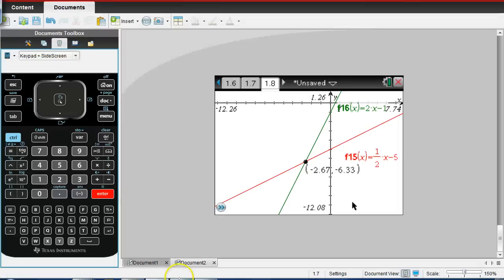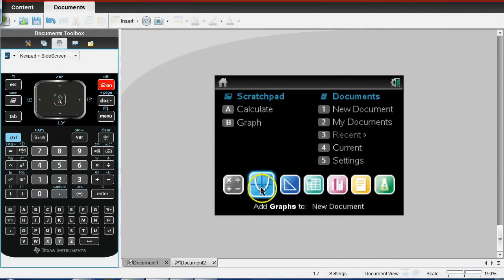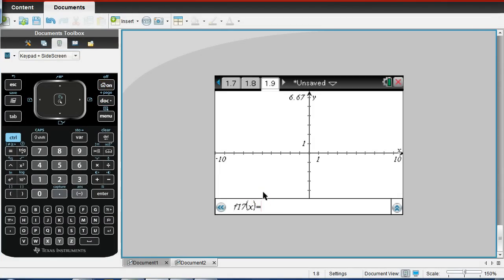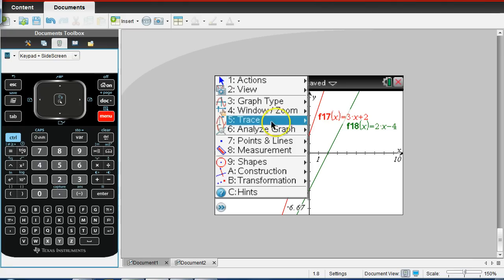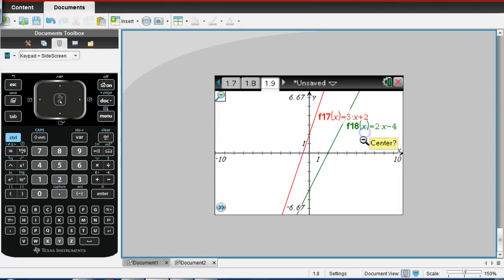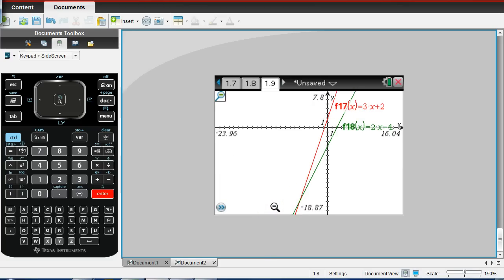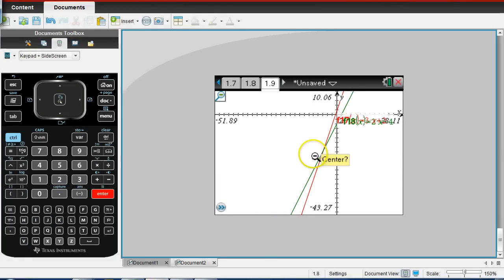Okay, so let's see what you should have done. Again, to do a new screen, hit the home button and graph, and we're going to graph our two equations. So it's going to be 3x plus 2, and hit enter, and hit tab, and type in 2x minus 4, hit enter. Again, we can't see our graph. The other way to see more of the graph, if you're having a hard time grabbing the paper and moving it, is if you go to Menu and Zoom out. Move your magnifying glass over here to quadrant 3 and just hit enter. I have to hit enter a couple times. So now you can see here's our intersection point.